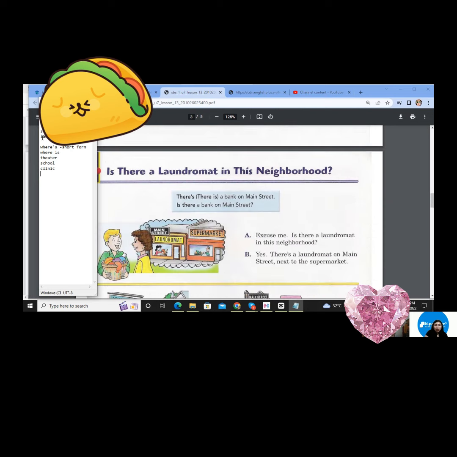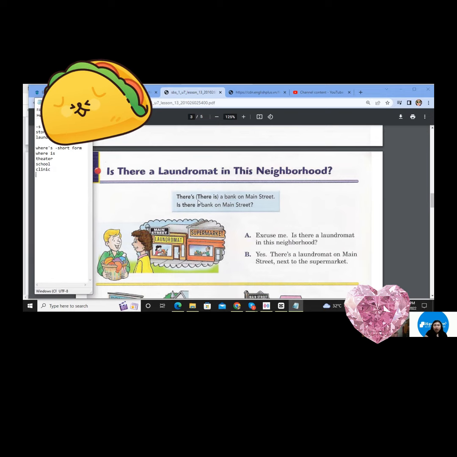Okay, let's proceed to here. Is there a laundromat in this neighborhood? Now let's read. When we see there's, it's a short form of there is. There is is the long form, two words, and there's is the short form. Here, there's a bank on Main Street. This one is a statement.